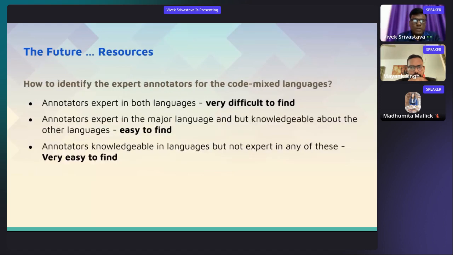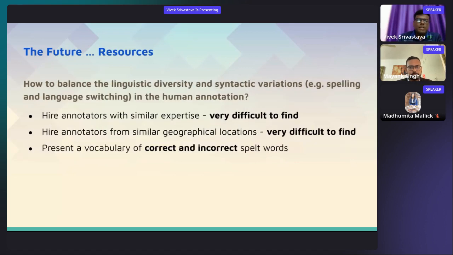So yeah, identifying the expert annotator is again a very difficult task. We can find annotators who have expertise maybe in a language, maybe in both the languages, but they might not be experts in the downstream task that we want to do. So this is again a problem right now at the moment.